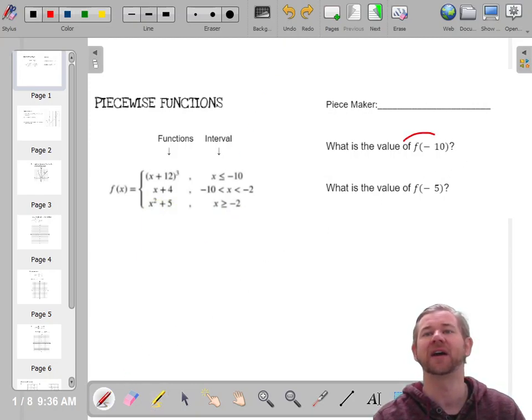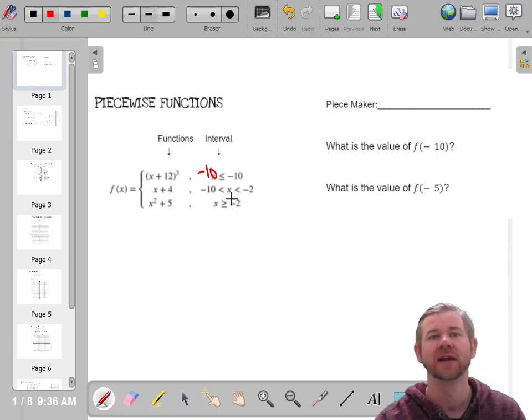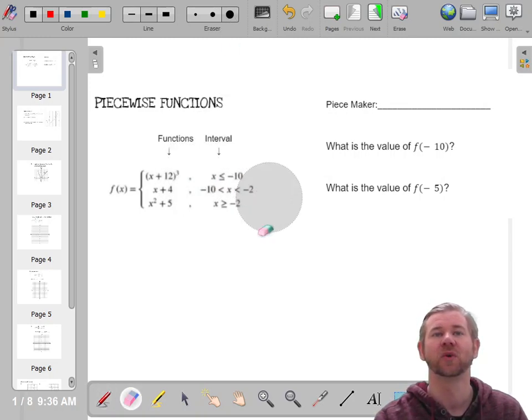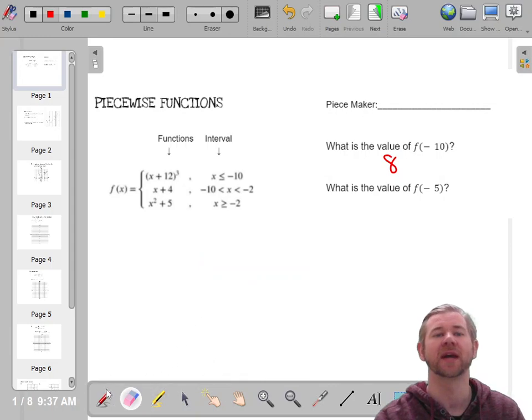So if I say evaluate f of -10, you need to decide which piece that fits into. So if we try it here, is -10 less than or equal to -10? It is. So we're going to pick the first piece. (-10 + 12) cubed. -10 plus 12 is 2, and 2 cubed is 8. So this is 8.